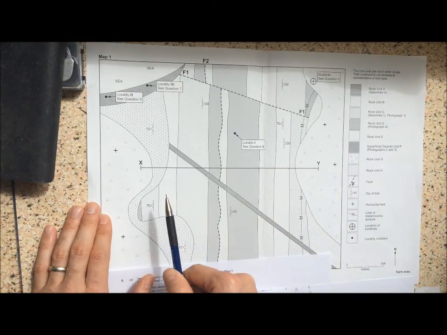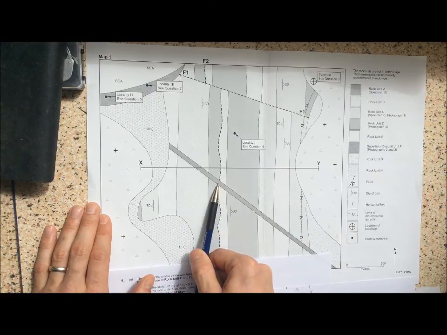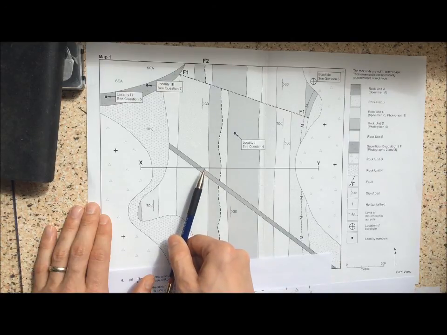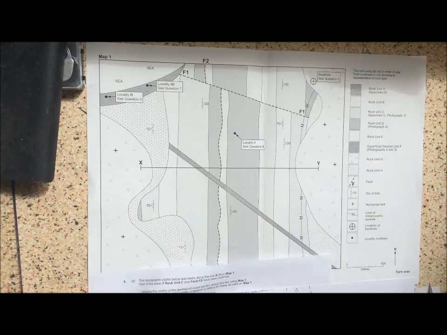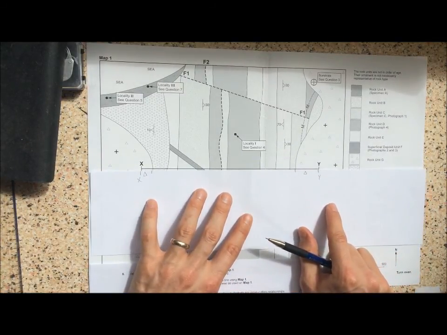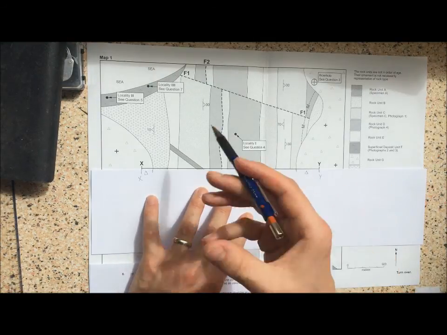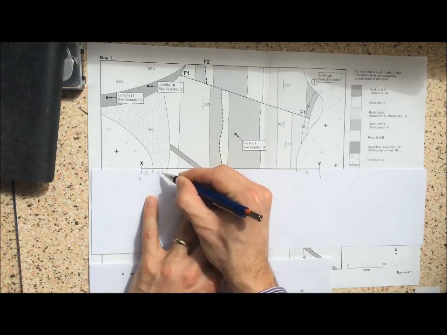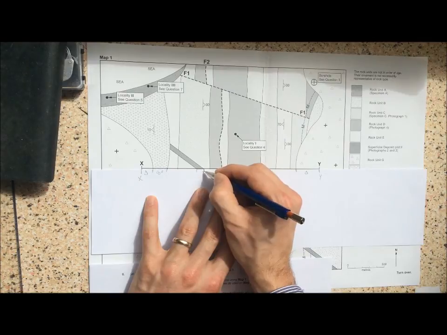And the last thing that is obviously quite young is this dike, as this cuts through the fault and it cuts through the steeply dipping beds, and it doesn't cut through there. So what I'm going to do is mark those things on first, because if they're going to cut across a lot of the other rock units, it's best to draw those on first. So I'm going to put those spots on there. I'm going to put this dike on here.